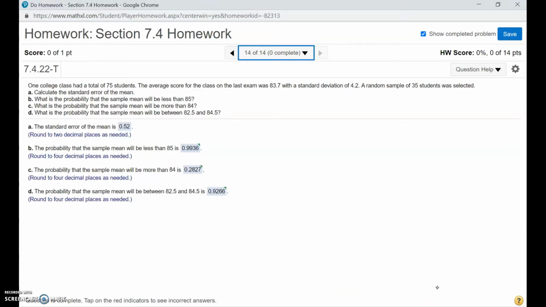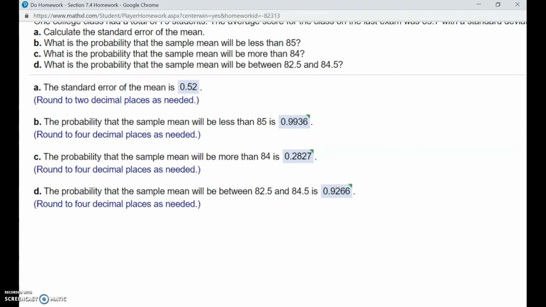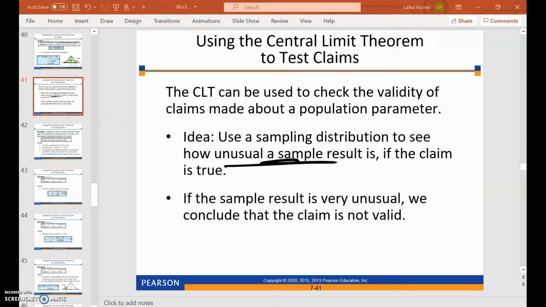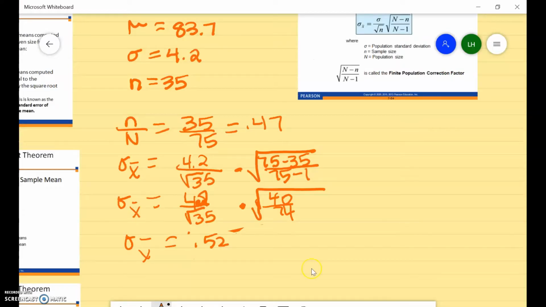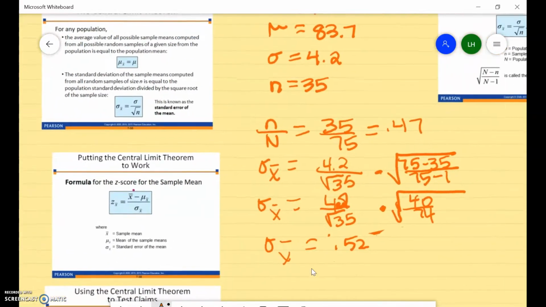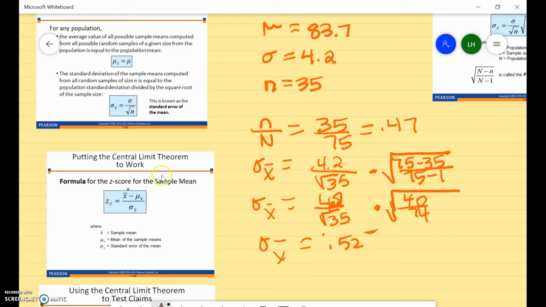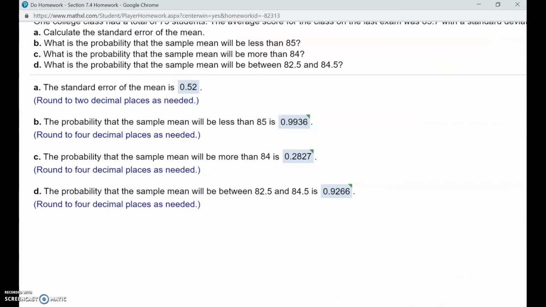Okay, from here on out, you're going to do the same thing. You're going to get your z-score using the same formula. The formula for your z-score doesn't change. The only part that is different this time is the finite population correction factor addition. But once you get to your standard error of your mean, you work it the same way as the other problems. Let me know if you have any questions.